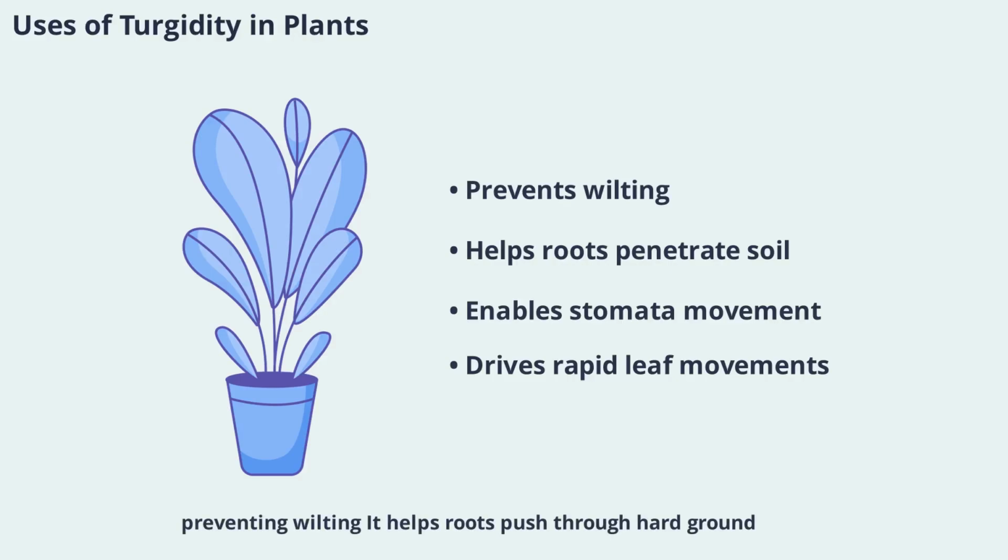It helps roots push through hard ground, as seen in mushrooms and seedlings. Turgor pressure in root cells builds up root pressure, which can be observed when water rises in a cut stem. Turgidity is also essential for the opening and closing of stomata, as well as rapid movements like the drooping of sensitive plant leaves.